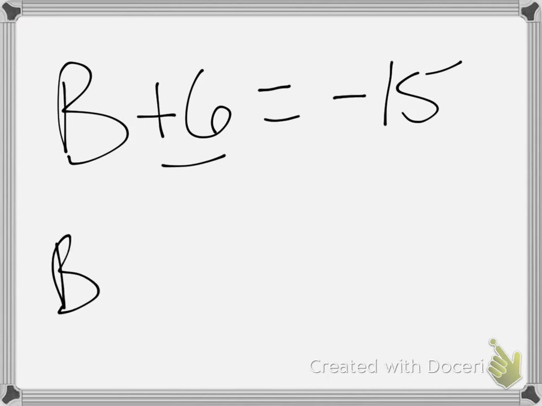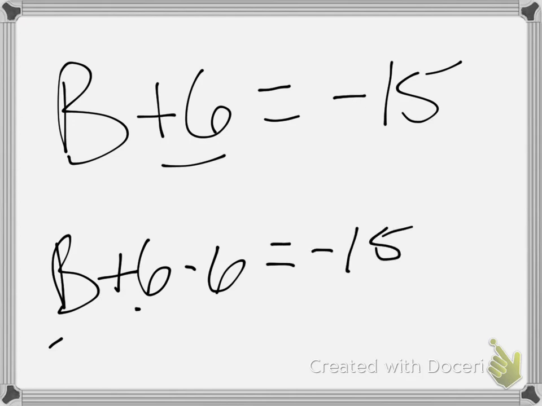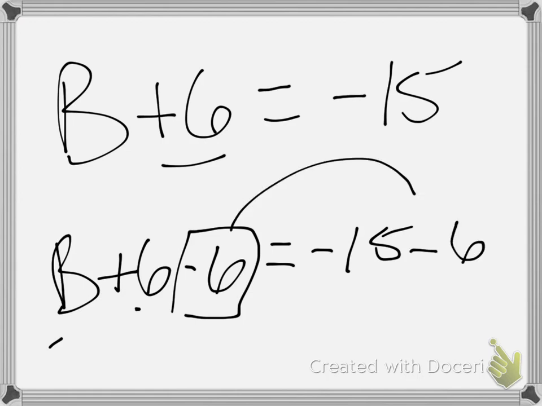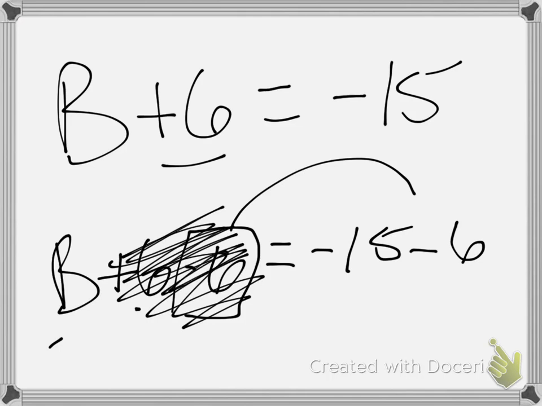So if I was to rewrite this, it would be b plus 6, minus 6, to show the minus 6 canceling the plus 6 out, equals negative 15, and what I did to one side, I have to do to the other, so I have to go minus 6 there too. And that cancels out, because positive 6 and negative 6 together equals 0.